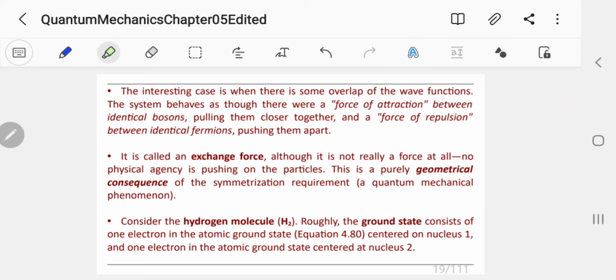So as I've told you, there is some sort of force of attraction between identical bosons. They're pulling themselves closer together, while identical fermions are repelling each other. And this phenomenon is called exchange force. Although it is not really a force at all, no physical agency is pushing on the particles. It is purely a geometrical consequence of the symmetrization requirement, which is a quantum mechanical phenomenon.